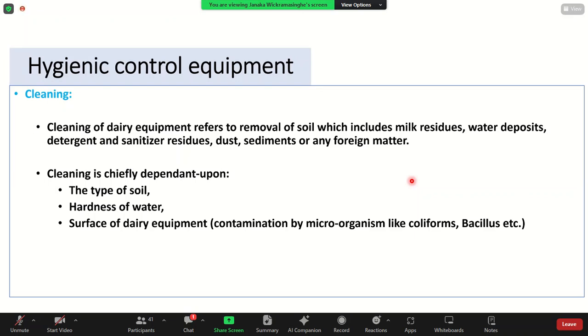Otherwise milk will be contaminated with microorganisms and with other hazardous compounds, and it will lead to a threat to human health at the end of the day, right?